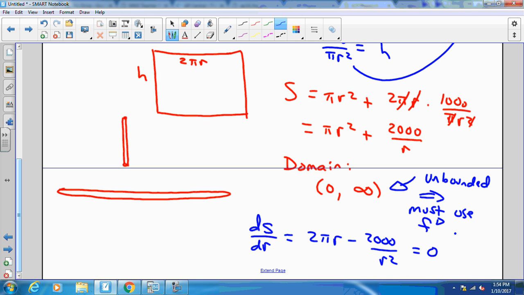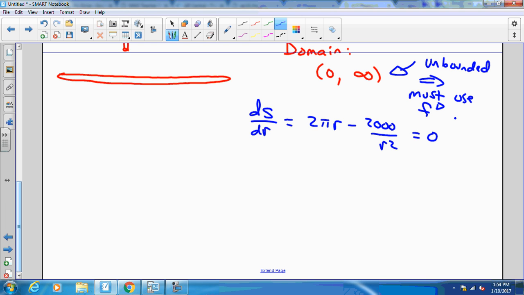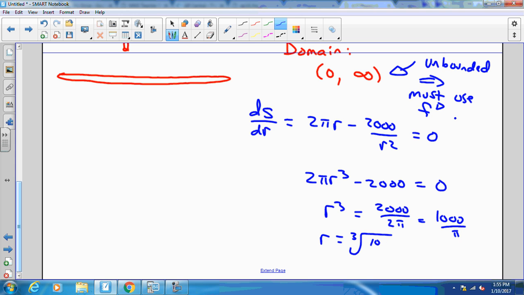And now we're going to set that equal to 0. And we're going to clear the fractions by multiplying both sides by r squared. When I multiply both sides by r squared, this side I get 2 pi r cubed minus 2,000. And on this side, 0 times r squared is still 0. So r cubed is 2,000 over 2 pi, 4,000 over pi, and r is the cube root of 1,000 over pi. That's an interesting critical point right there.